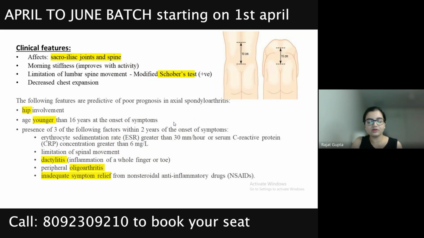All right. Now, for AS, what are the clinical features? AS mostly affects your sacroiliac joint and your spine. There will be morning stiffness. Now there's limited lumbar movement of the spine. When we ask the patient to bend down, usually the distance is supposed to increase by more than 5 centimeters, as you can see on this image. But if it's less than 5 centimeters, it's more suggestive of a spine involvement or AS. It's not a very specific test, but it's just one of the clinical features that you can look at when diagnosing AS.